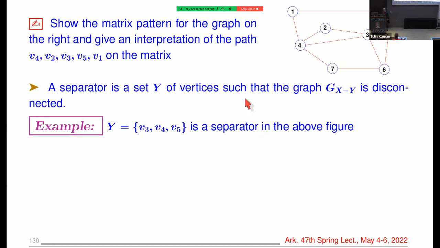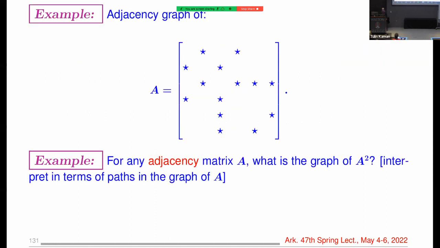So this is just an exercise given to show the pattern of the matrix here. I don't have to look at that. This one is an example where I show a matrix, and I'm asking what is the adjacency graph of this matrix. I have it here.